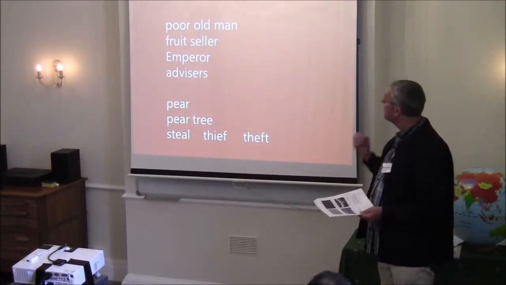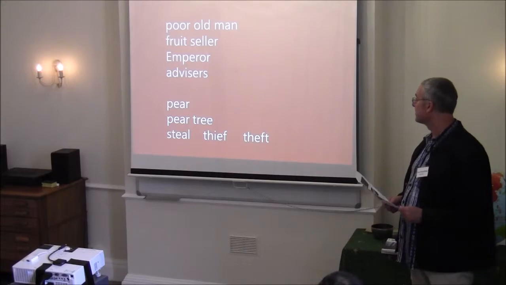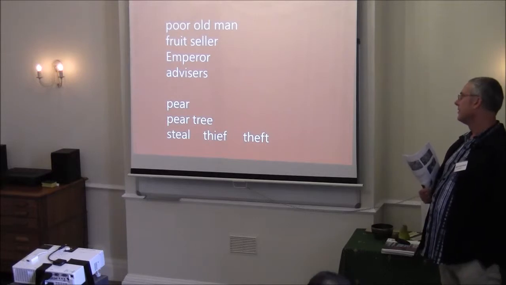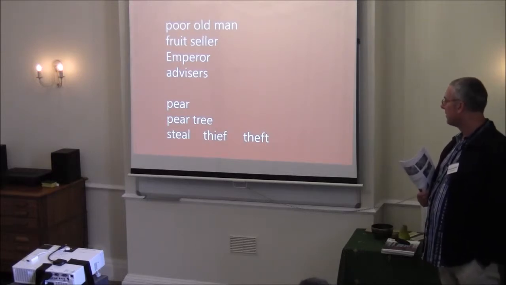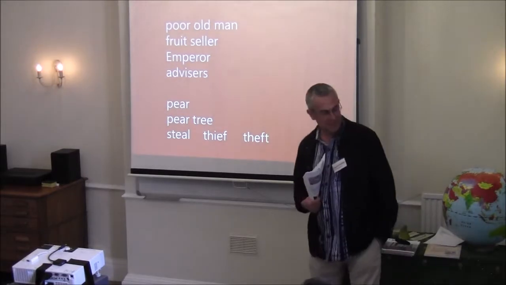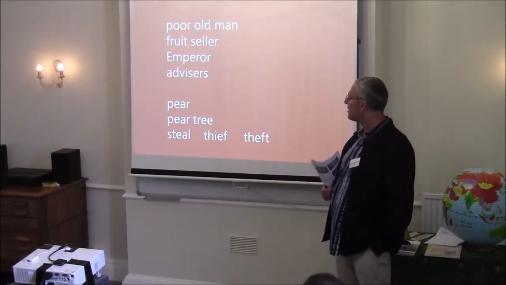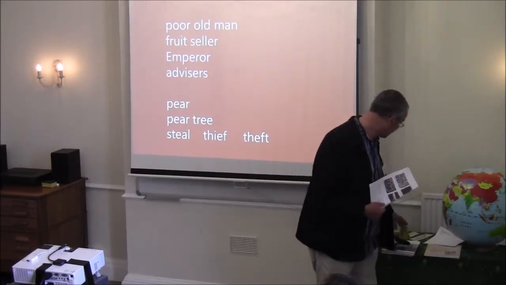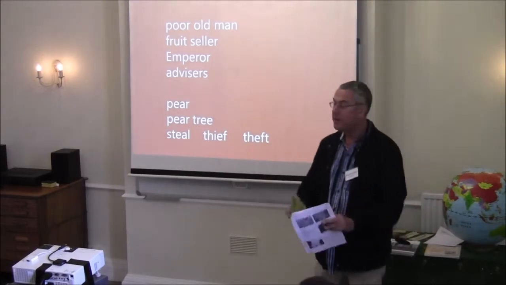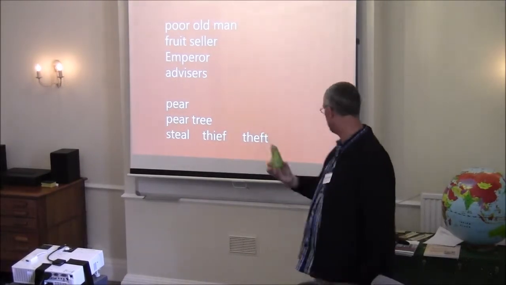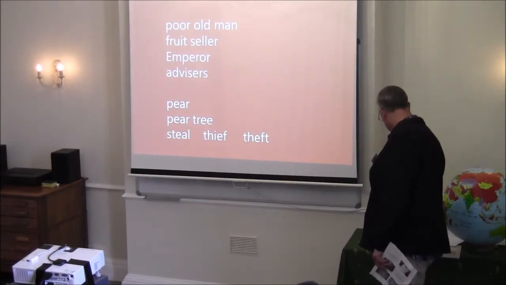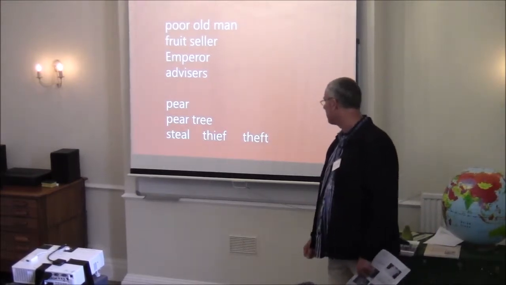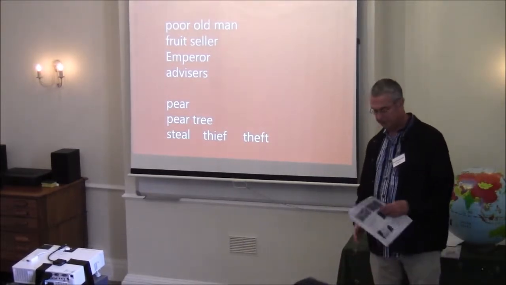In the story, which is called The Seed of Justice, there are 4 people, or groups of people: a poor old man, a fruit seller, the Emperor of China, this is a Chinese story, and his advisors. And also in the story there's a pear, and if I cut open this pear, what would you find inside? Seeds. Of course. There's a pear tree, and then there's this word group: steal, thief, theft.